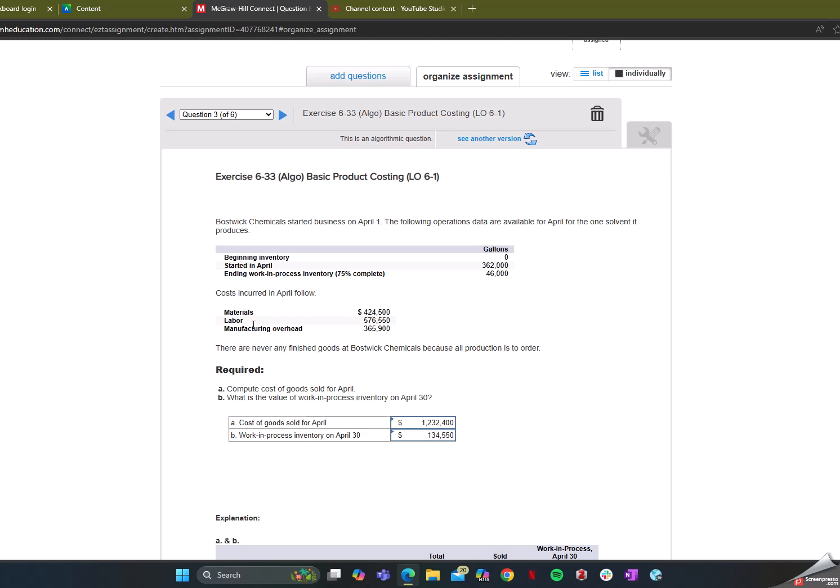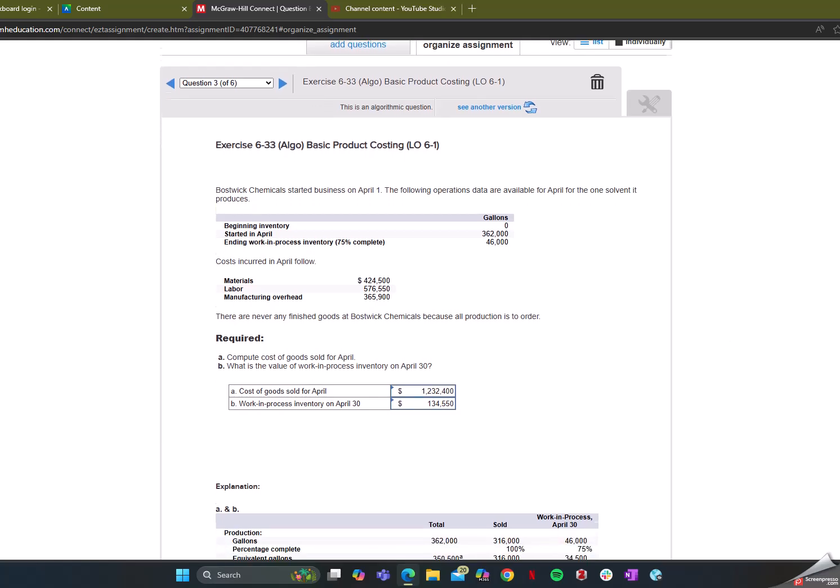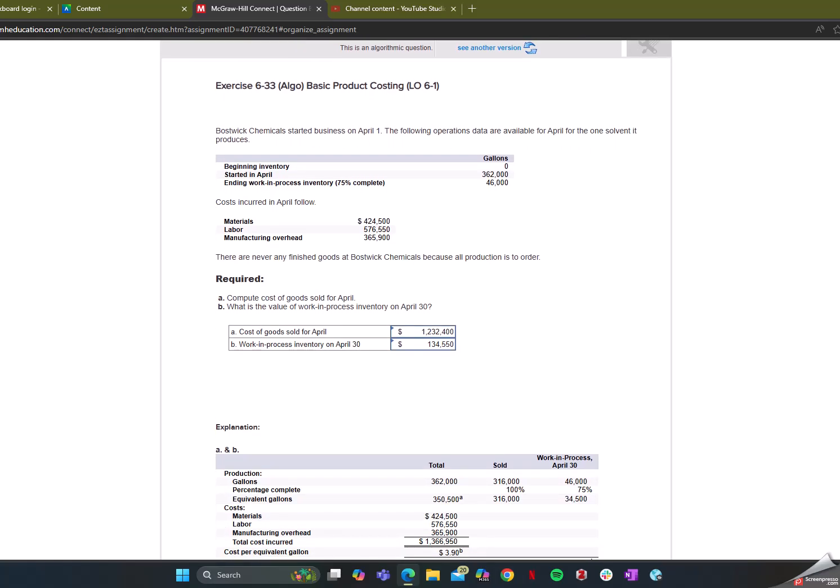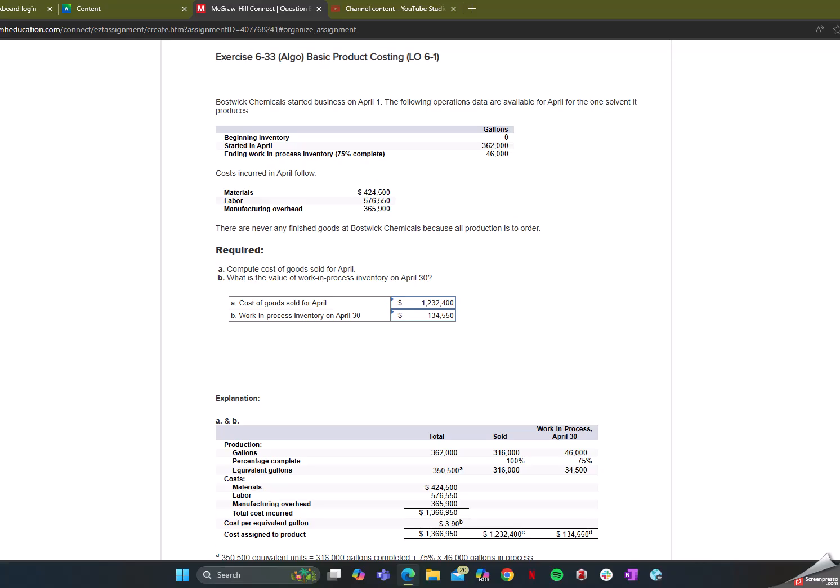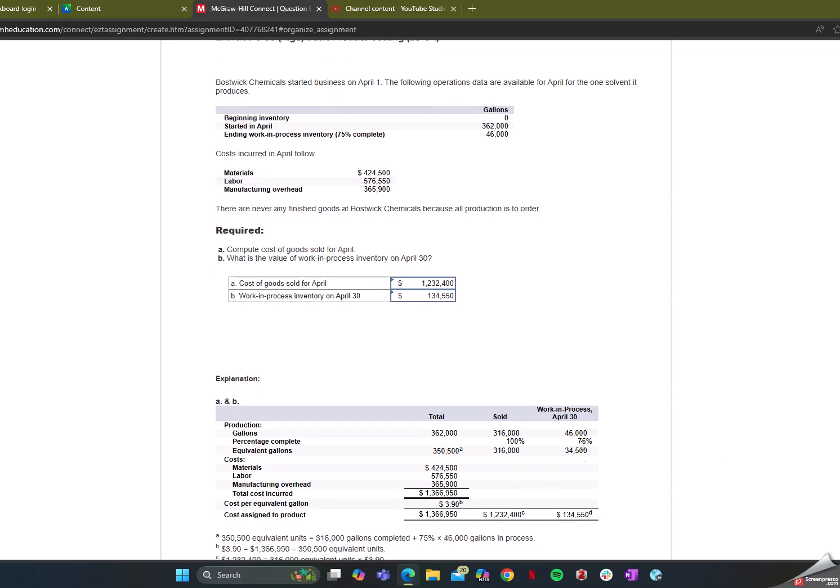And then they give us the costs incurred, materials, labor, and overhead. There are never any finished goods because it is production to order, so they don't maintain any inventory. So compute the cost of goods sold for April. So as we look down here below, like I said, we want to calculate the equivalent units of the 46,000 that are left in our ending inventory.